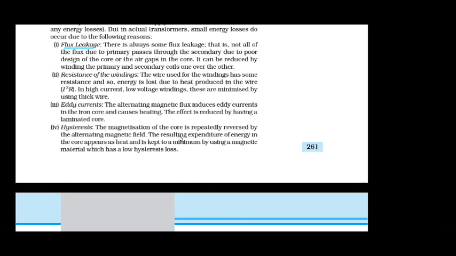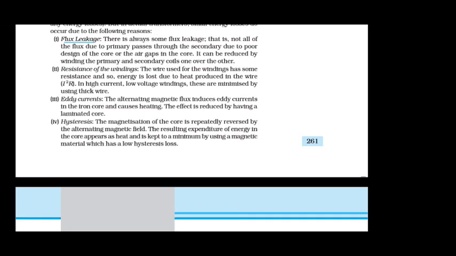Hysteresis: the magnetization of the core is repeatedly reversed by the alternating magnetic field. The resulting expenditure of energy in the core appears as heat and is kept minimum by using a magnetic material which has low hysteresis loss.